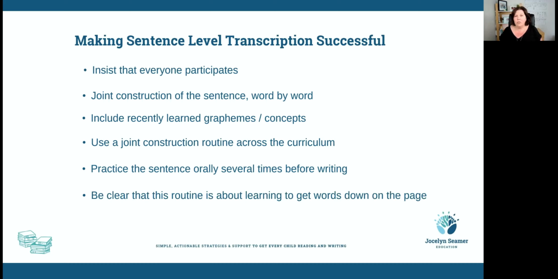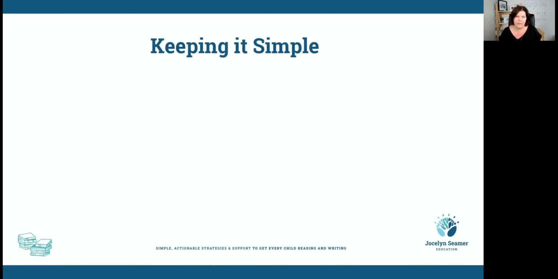Be clear that this routine is about learning to get words down on the page. We're going to have a look at a different routine in days to come around building vocabulary and language structures. This is about them learning to put a sentence on a page and practice the phonics and irregular high frequency words in context. So you can put the vocab in there, absolutely, but the primary focus is on the application of the phonics and the word level work you've been doing, including irregular high frequency words. So you'll do that joint construction and then you'll cover it up and the children will write the sentence themselves.